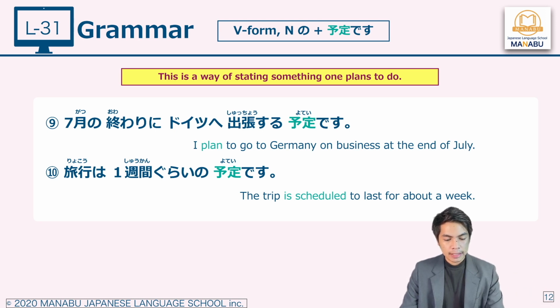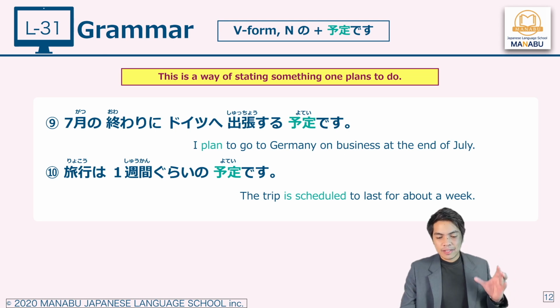Just like in this example number 9, 7月の終わりにドイツへ出張する予定です. So unlike the verb volitional form と思っています and the verb dictionary form つもりです, this is not a plan but already scheduled. So 7月の終わりに, at the end of July, it is already scheduled that I'm going on a business trip to Germany.